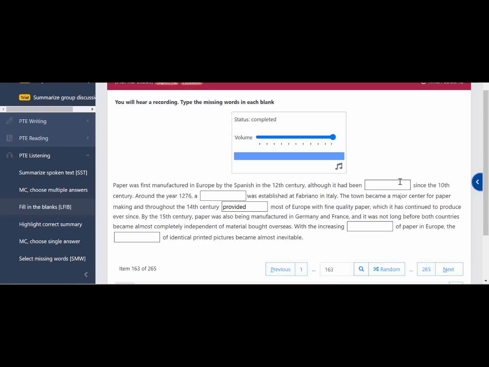So the first one is had been imported. With "had been" we use the third form of the verb, imported. Next is mill, M-I-double-L. The third one is provided, because the sentence is in the past form, so we will use the third form of the verb. Next is availability. Check your spelling of availability. First you have to write available, then I-T-Y. So here it is availability, and the last one is production.